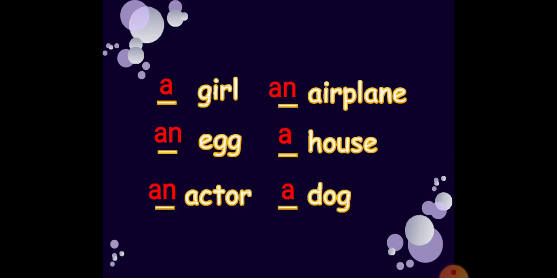See these more examples. A girl, an egg, an actor, an airplane, a house, a dog. Students, you must have noticed that here before house we have used a, because the house is starting with H and the sound of H is also a consonant sound. So it is a house. That is why we have used a here.